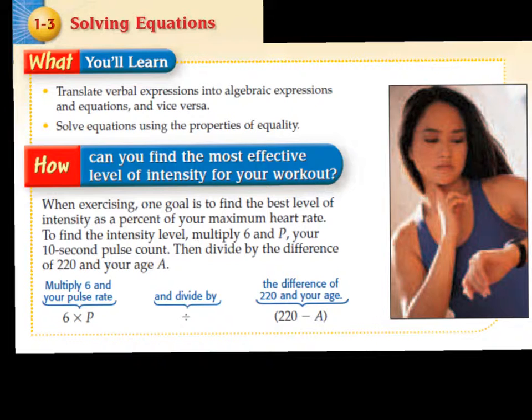To find the intensity level, multiply 6p, your 10-second pulse count. Then divide the difference by 220 and your age, A.